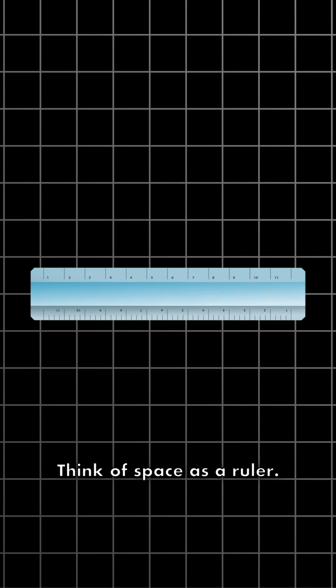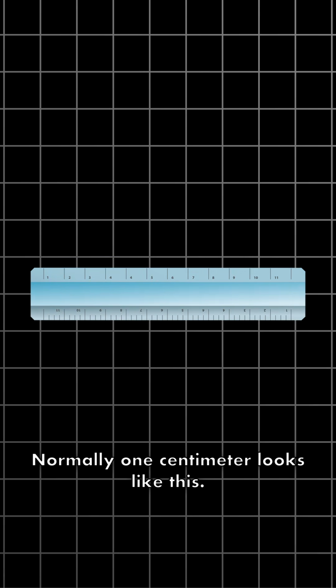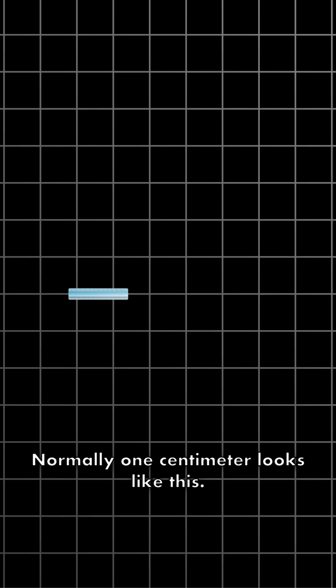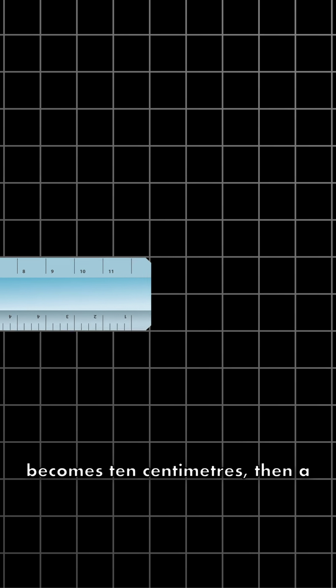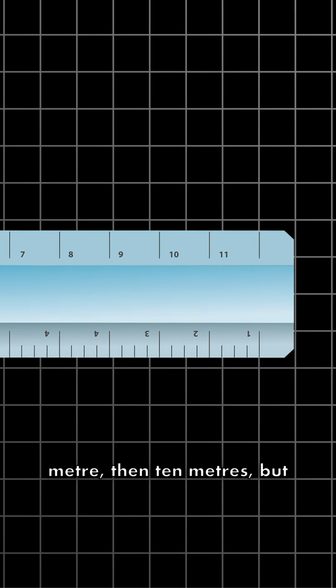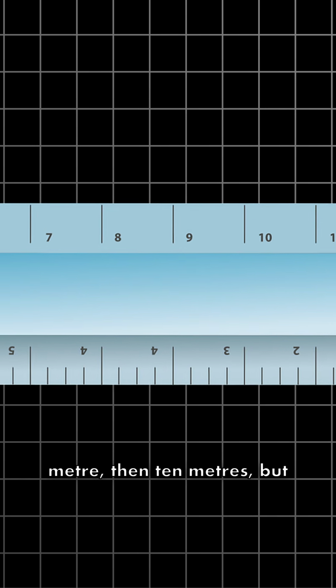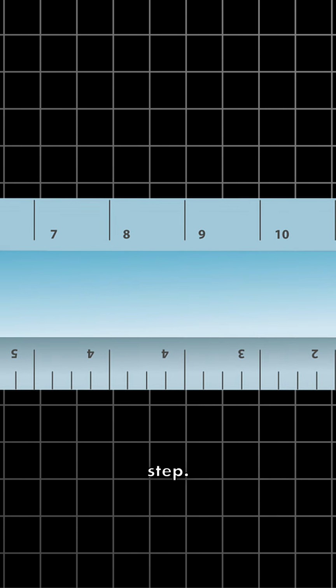Instead of Gojo infinitely dividing distance, imagine he's changing what distance means around him. Think of space as a ruler. Normally, 1 centimeter looks like this. But as you get closer to Gojo, imagine the ruler physically stretching. 1 centimeter becomes 10 centimeters, then a meter, then 10 meters. But you're still taking the same step.